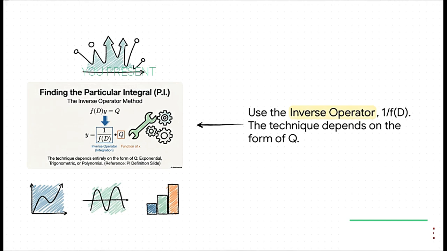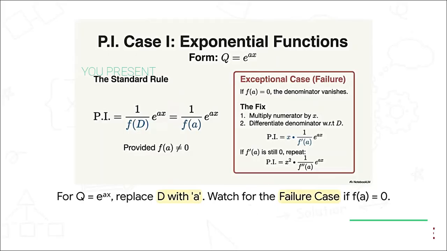Now, the specific trick we use depends entirely on what kind of function q is. Is it exponential? Is it trig? Is it a polynomial? Each one has its own special move. Case 1. If q is an exponential, like e to the ax, the rule is ridiculously simple. You just replace every single d in the operator with the constant a.